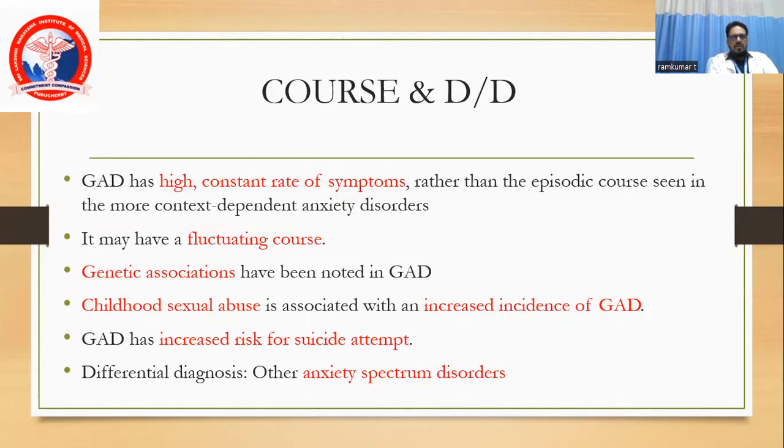Course and differential diagnosis. GAD has a high constant rate of symptoms rather than the specific course seen in the more context-dependent anxiety disorders. It may have a fluctuating course. Genetic associations have been noted in GAD. Childhood sexual abuse is associated with an increased incidence of GAD. GAD has an increased risk for suicide attempts. Differential diagnosis: other anxiety spectrum disorders.